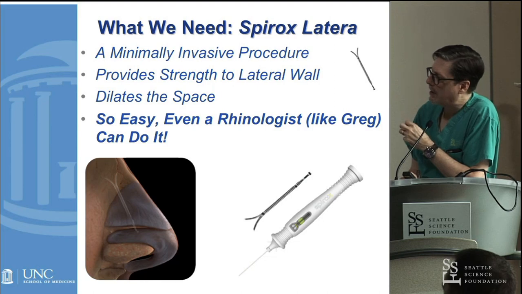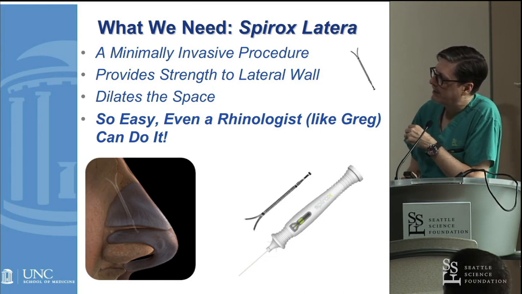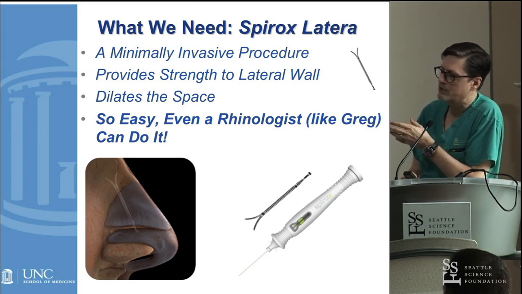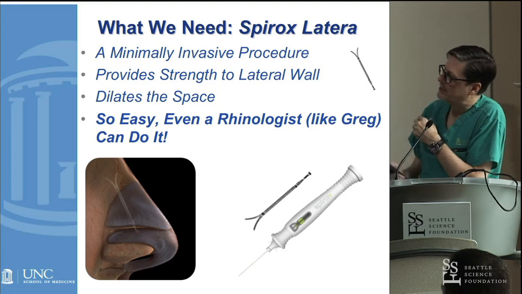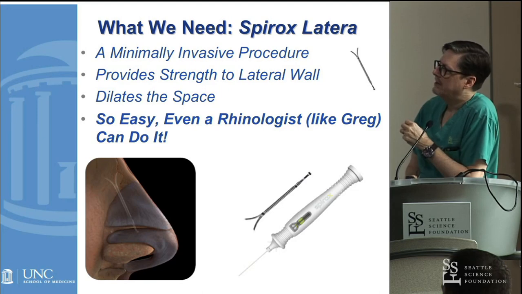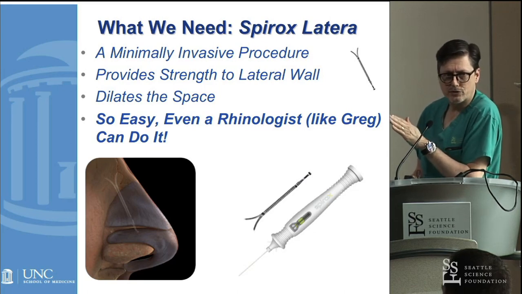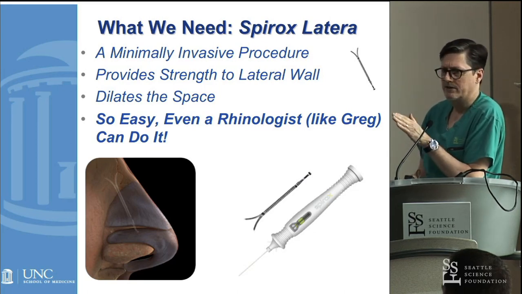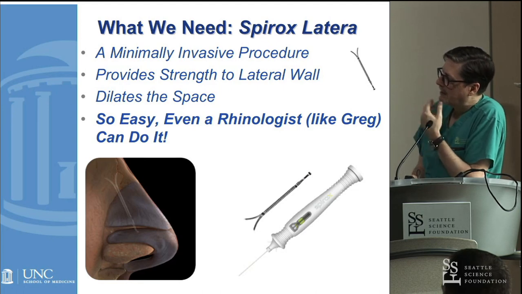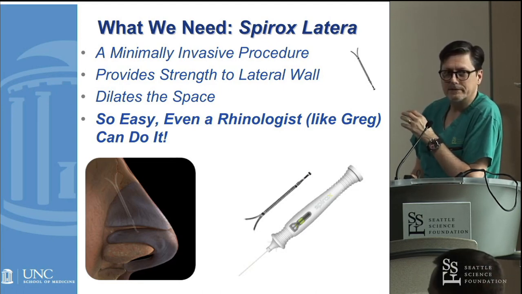So this is what we've developed as an alternative to the other procedures that are out there. This is the Latera implant. It is a minimally invasive procedure. That's the application device right there. It's essentially a 16-gauge needle, and the little implant is placed into the lateral nasal wall. It provides just a little bit of strength to the lateral wall and also prevents some of that dynamic collapse. And I say it's so easy that even a rhinologist like Greg can do it.